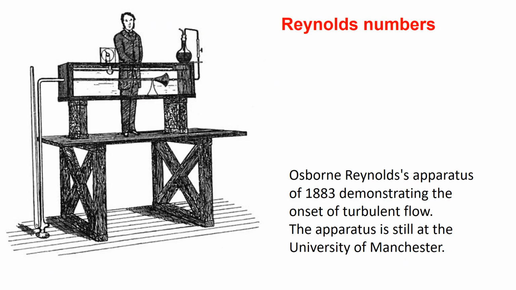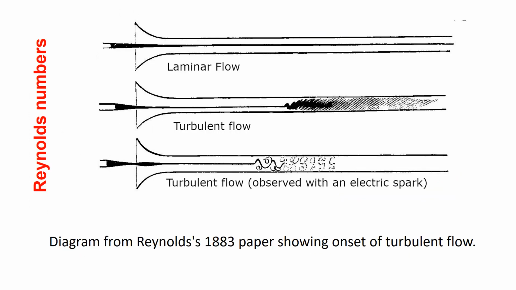Osborne Reynolds's apparatus of 1883 demonstrating the onset of turbulent flow. The apparatus is still at the University of Manchester. Diagram from Reynolds's 1883 paper showing onset of turbulent flow.